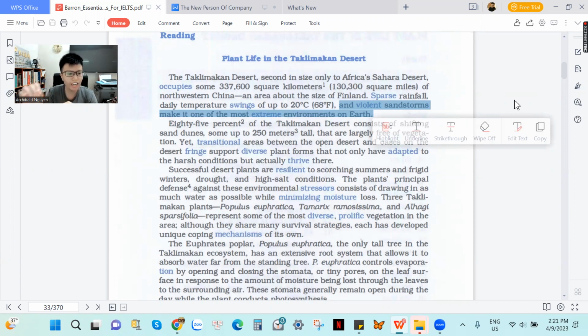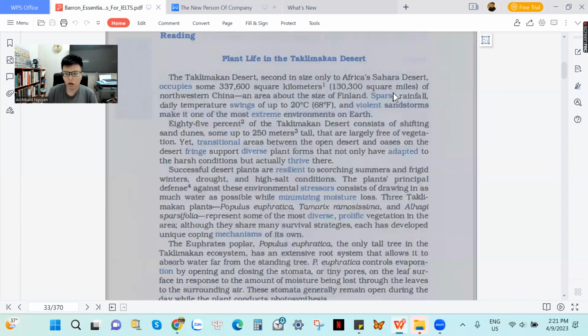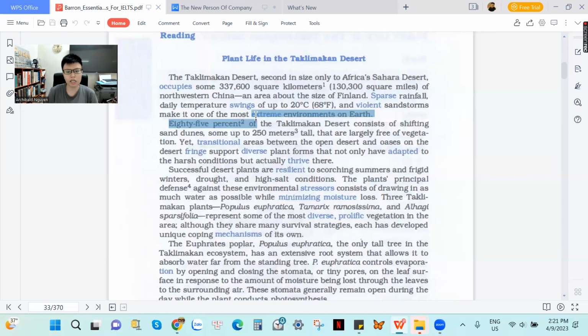And if you are driving in the sandstorms, your car or your vehicle is gonna be blown away or taken away, due to the strength of the storm. And the sand in the storms is gonna make your eyes blind. That is the sandstorms. Make it one of the most extreme. Something is extreme, something is too good, or something is too bad. That is the word extreme. When it comes to the extreme, you only think of two situations, which is too good or too bad. Here, it means too bad. Violent sandstorms make it one of the worst environments on Earth.